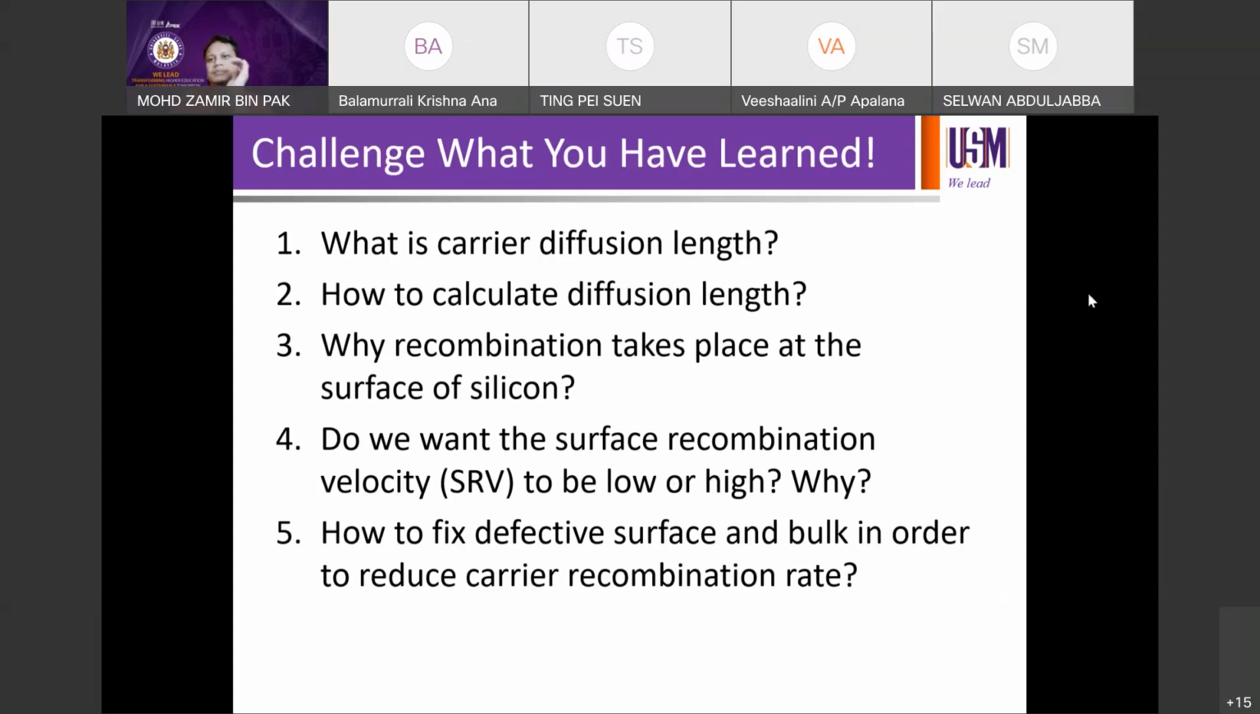Najia? Najia, FYP student there. Najia, any idea? Diffusion length, carrier diffusion length. Anything? What is diffusion length?